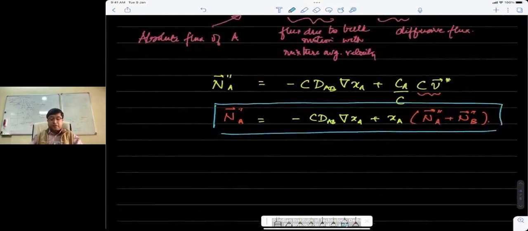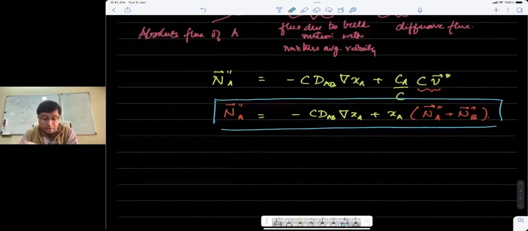So this becomes the flux equation in mass transfer. Similarly, we can write N double dash B. So N double dash B would be minus CDBA, let's say, into gradient of XB plus XB times N double dash A plus N double dash B. So basically replace subscript A by B, and you get the equation for B in a binary mixture. But here is the catch now.